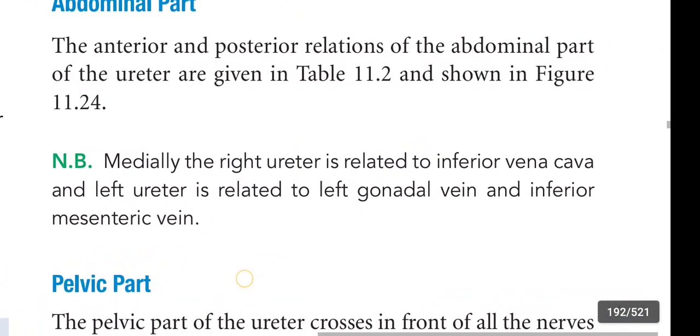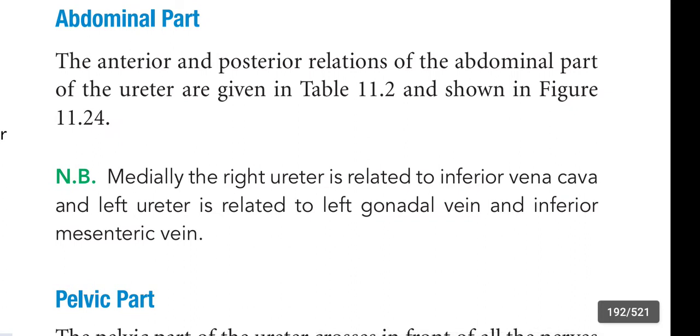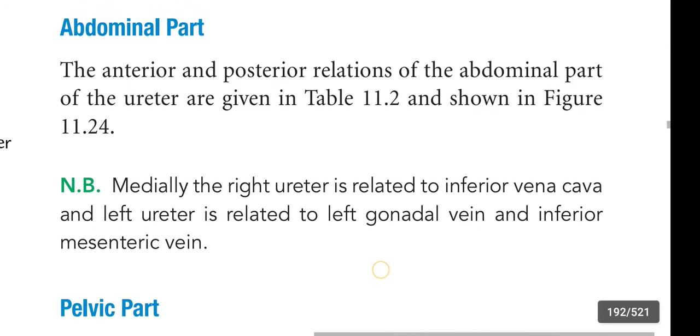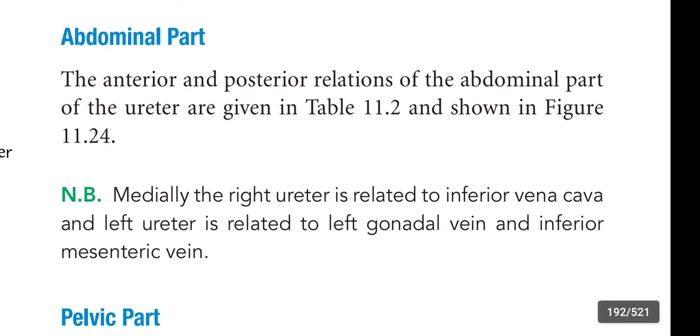Next, see here, medially the right ureter is related to the inferior vena cava and the left ureter is related to the left gonadal vein and inferior mesenteric vein.